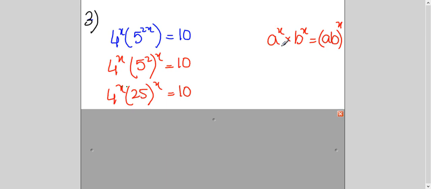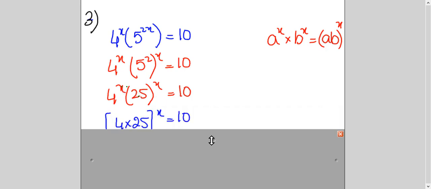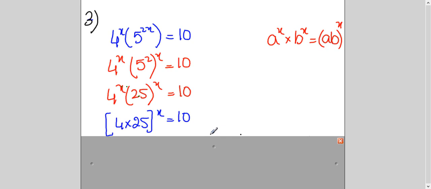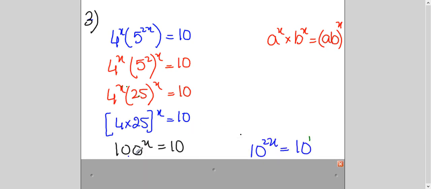Now I have the same power, different bases, and they're multiplying. So this rule is related here. I can multiply 4 by 25, just like a times b and then the power. So I will multiply 4 by 25 and then apply power x. So this will become 100 power x. Now 100 can be written as 10 power 2, so it can be written as 10 square x equals 10, so this is 10 power x.